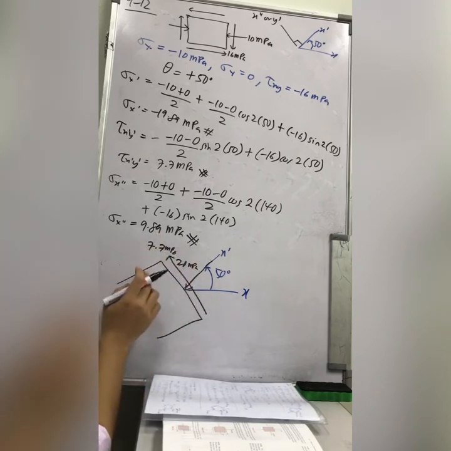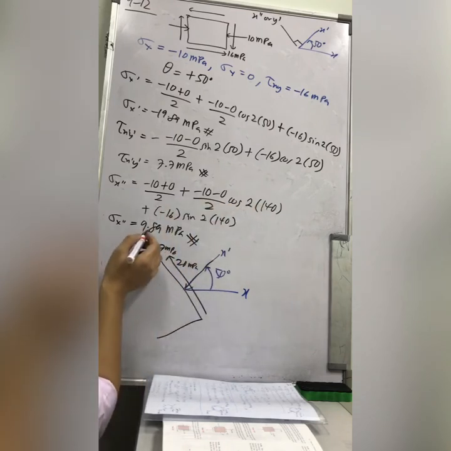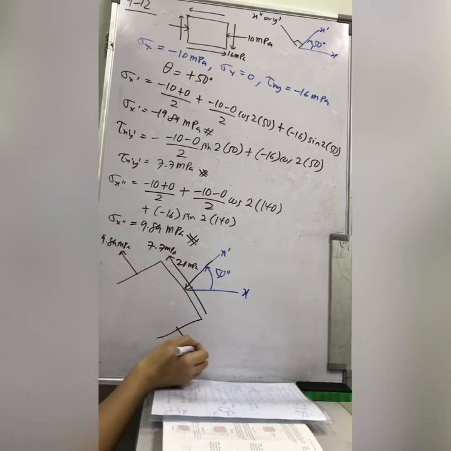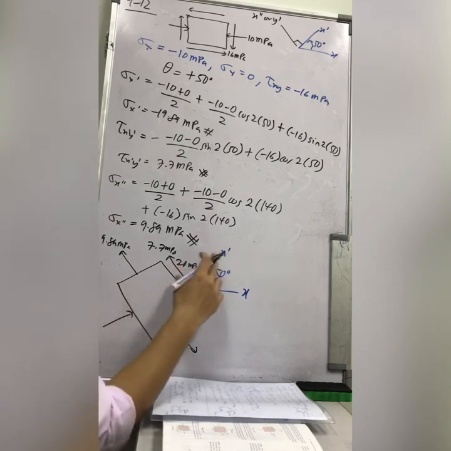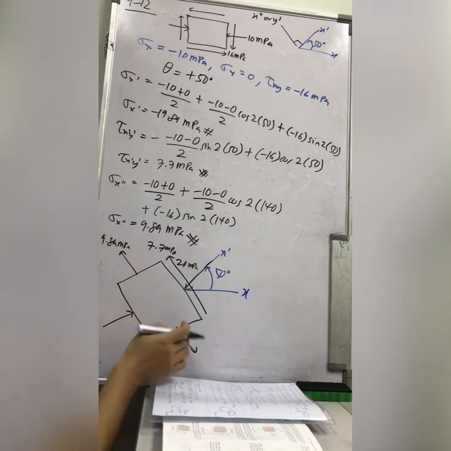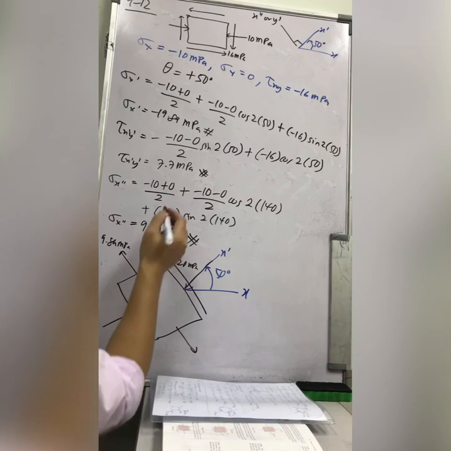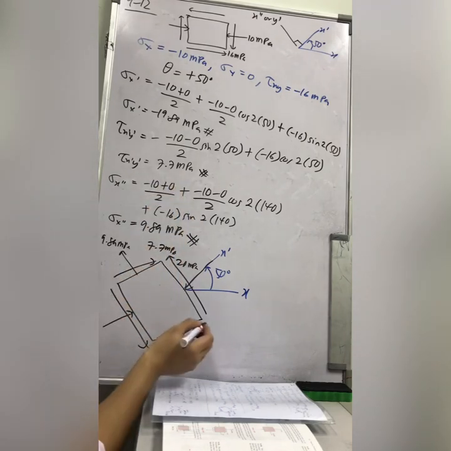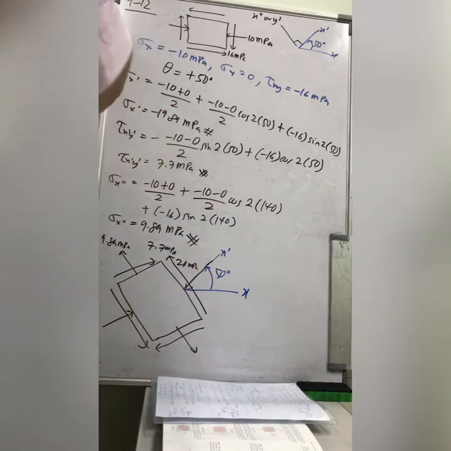And then for this surface, which you rotate 140 degrees, you have this 9.89 megapascal. Same here, and of course here you have the same 20 megapascal, 9.89 megapascal tension, and then you have the shear of 7.7, so you have the complementary. Then this is your state of stress. You can solve it by using Mohr's circle as well.